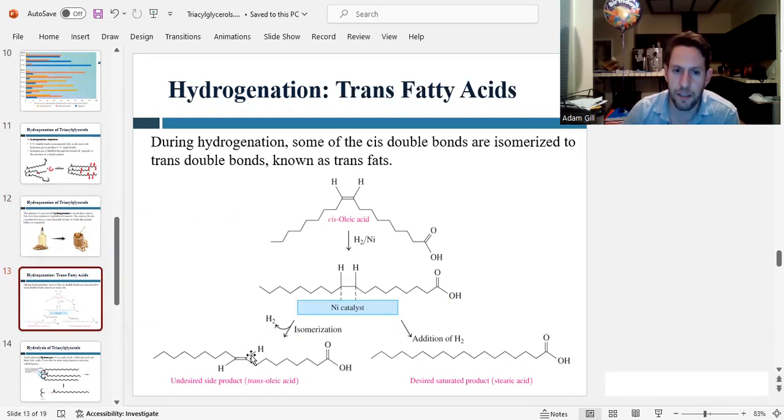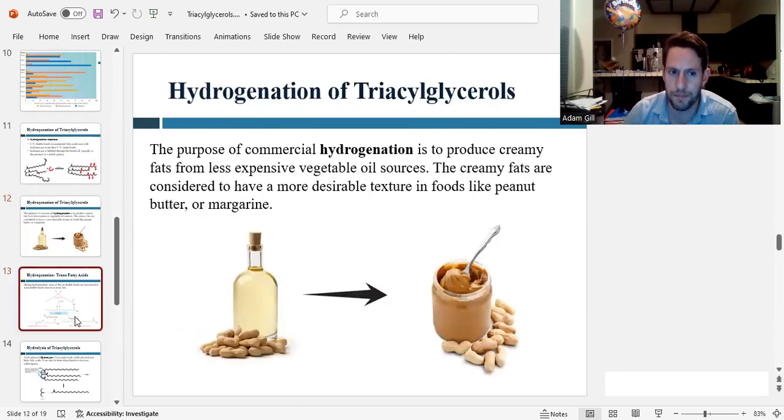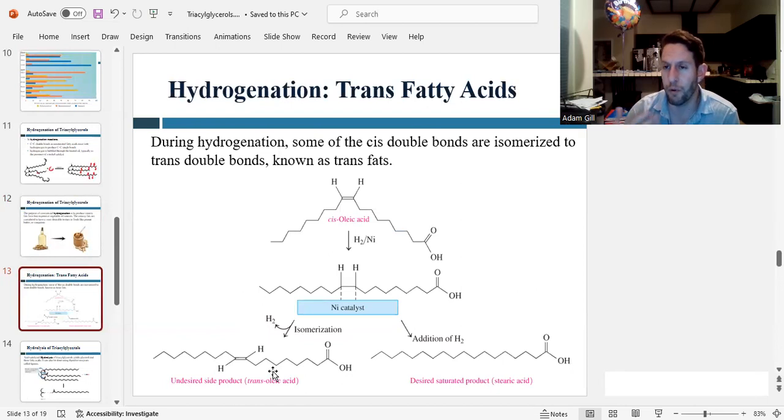And trans fats are more linear, so it still has the creamy consistency that they wanted, so they didn't worry about it. But what we found out like 60, 70 years later is that trans fats are extremely bad for your health. Almost all naturally occurring fats are cis, and your body recognizes that bent shape. The trans fats don't get processed by your body's metabolism in the same way because they don't have the same bent shape that your body is used to.